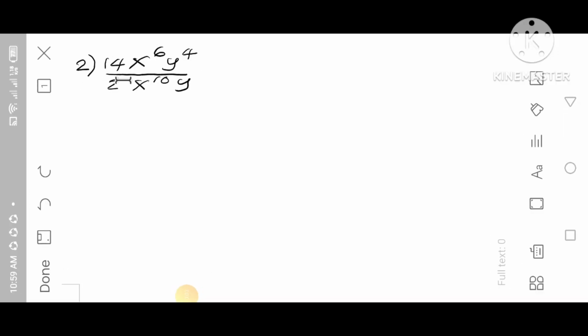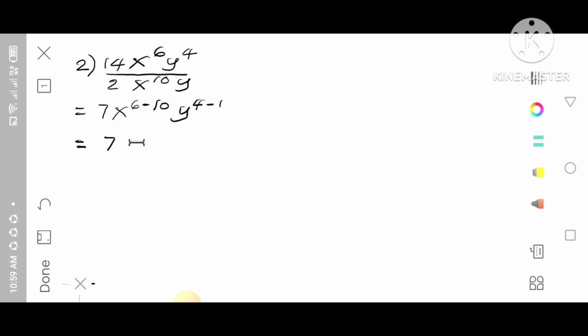Okay, number 2, you're given 14x to the 6, y to the 4 over 2x to the 10, y. Okay, so first, we divide 14 and 2, that is equal to 7. And then we apply rule number 2, x raised to 6 minus 10, y raised to 4 minus 1. O, di ba? That is rule number 2, quotient rule. Okay? And that is equal to 7x to the 6 minus 10 is negative 4. Y raised to 4 minus 1 is 3 or cube.